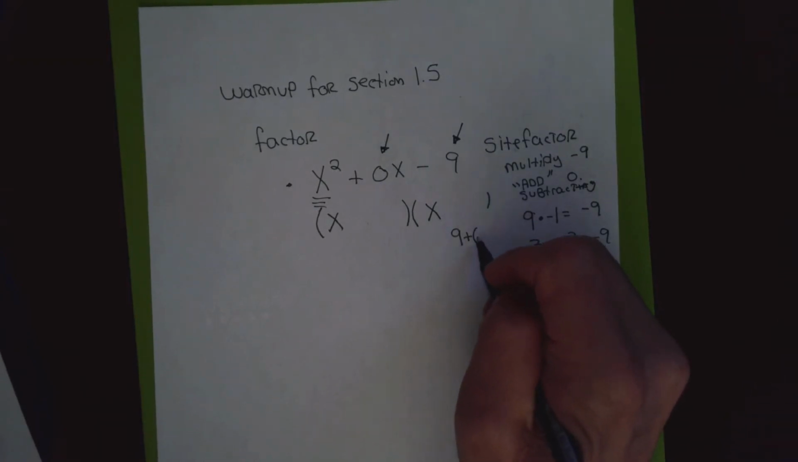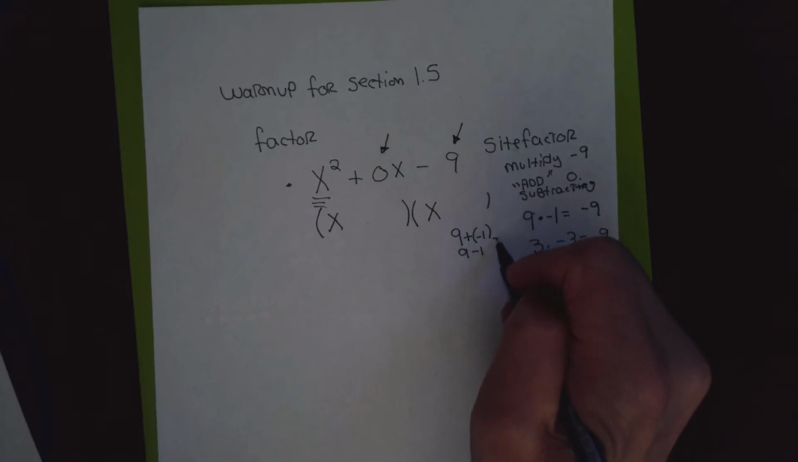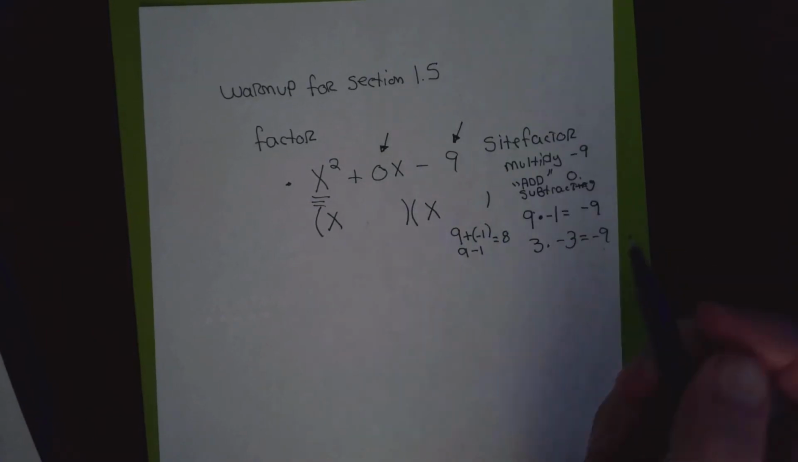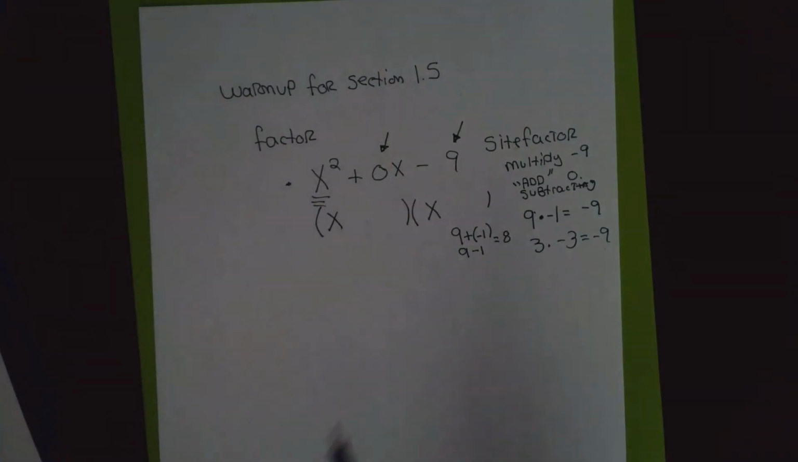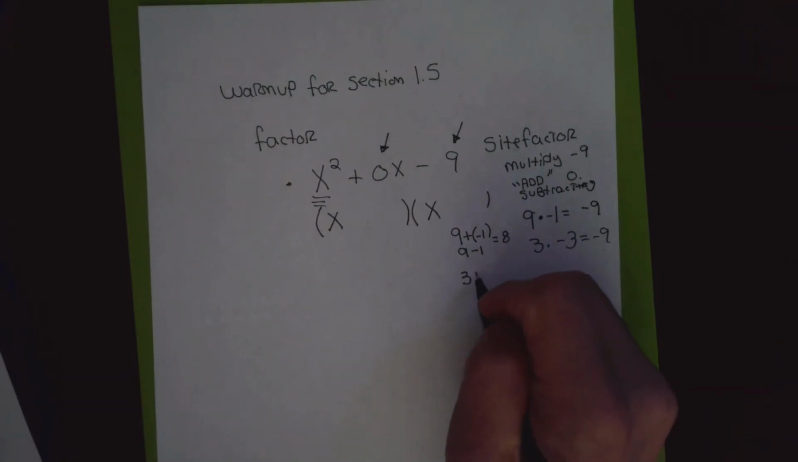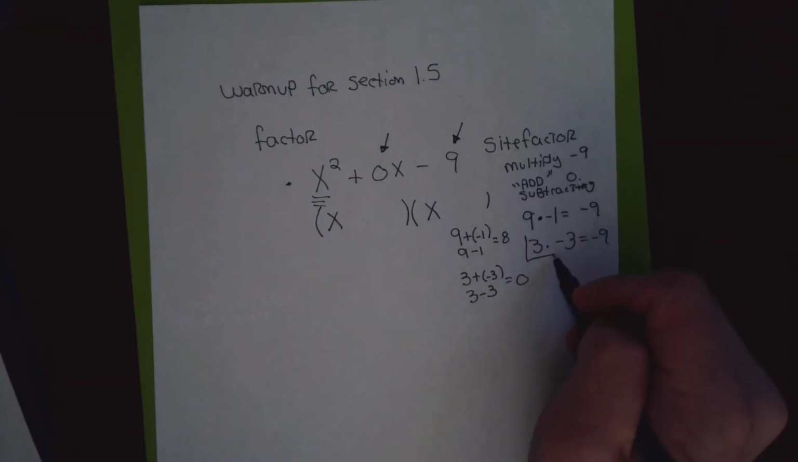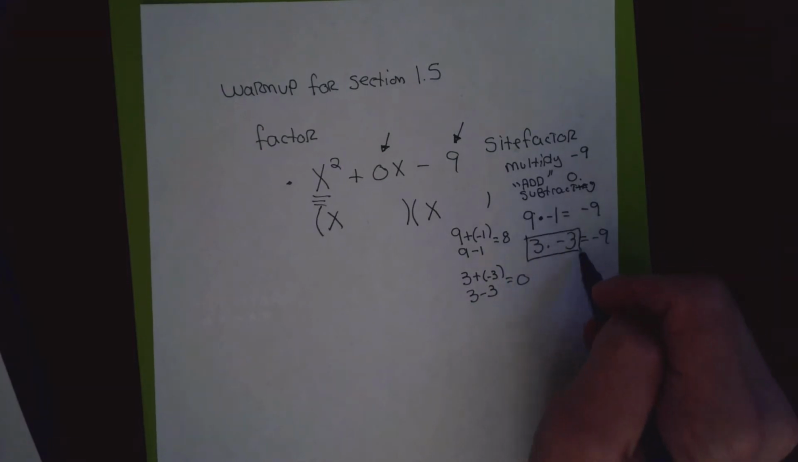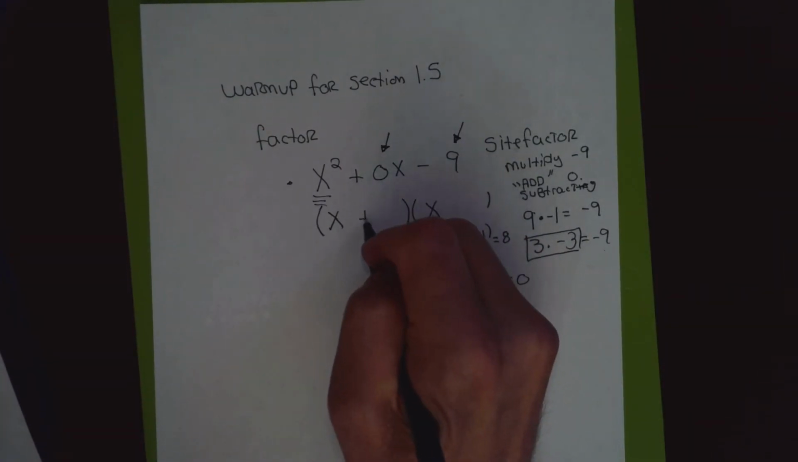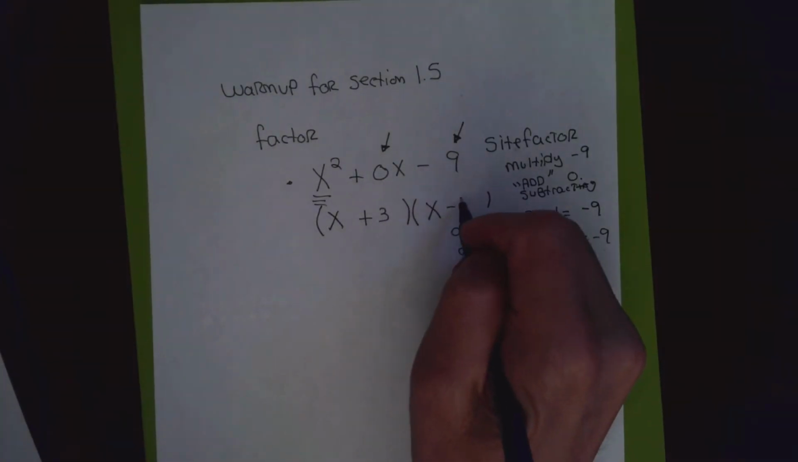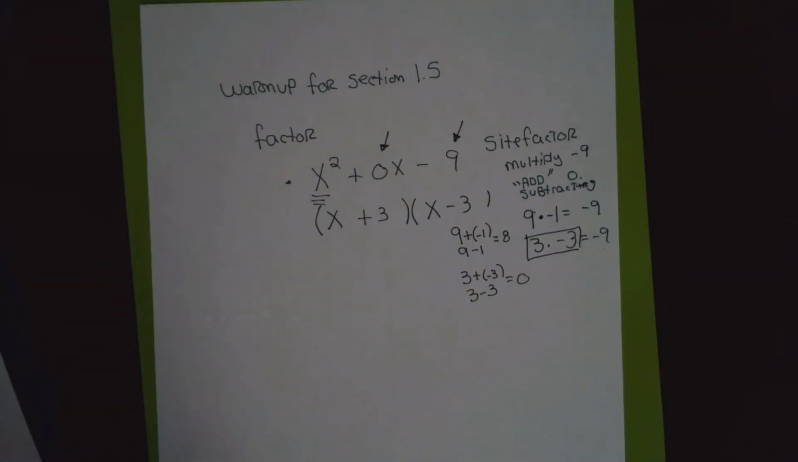If I add the 9 and negative 1, which is really the same as 9 minus 1, that gives me 8. That's not adding to 0. And if I work on the 3 plus negative 3, which is really 3 minus 3, that subtracts to be 0. So the pair that I'm going to need is the 3 and the negative 3. And I'm just going to plug one in each parentheses, a plus 3 and a minus 3. I claim that I factored that correctly.